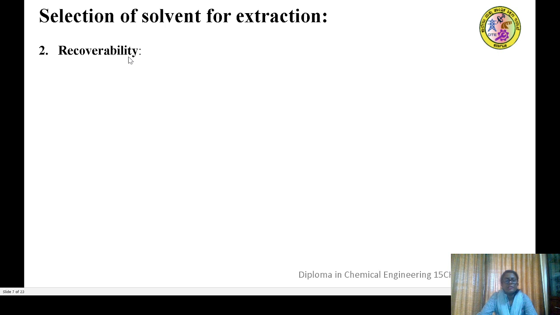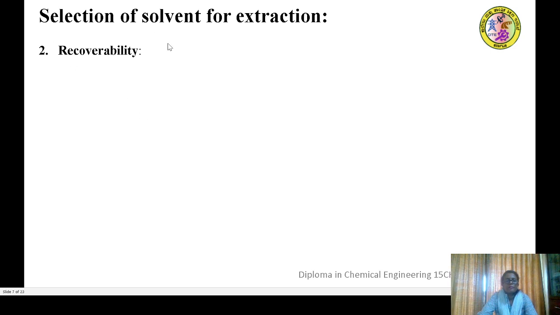A solvent is usually recovered using distillation operation. So we expect that the solvent selected should form a solution with the solute liquid which can be easily separated from that solute liquid using distillation, meaning the relative volatility of that solution should be very high.